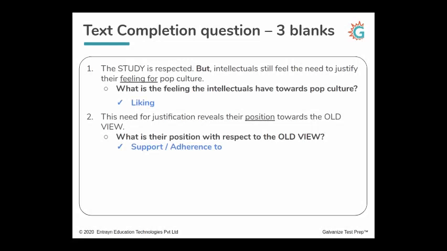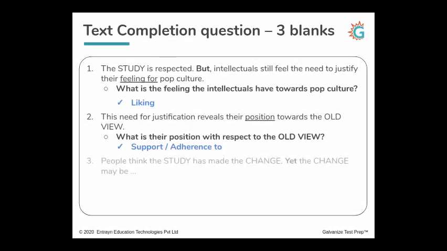I'm studying it. It is respected. But if I love popular culture, then I have to explain why I love it, because it is inferior. When it is inferior, you'll feel the need to explain. So that is what is going on here. Now let's look at the first blank. Now we know what is happening. These intellectuals love popular culture. And it is because they feel that popular culture is inferior that they find the need to justify why they love popular culture. So they support the old view inadvertently. They don't even think about it, but subconsciously they support the old view.